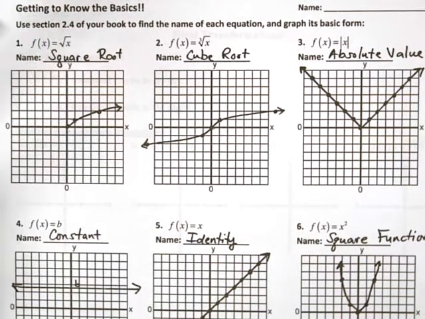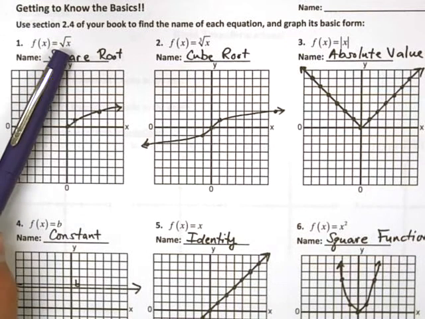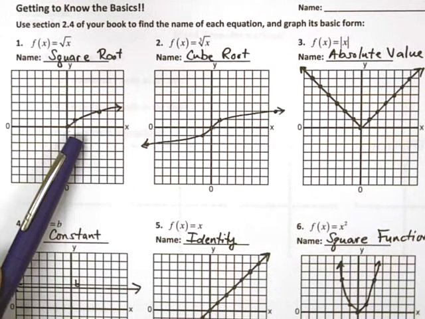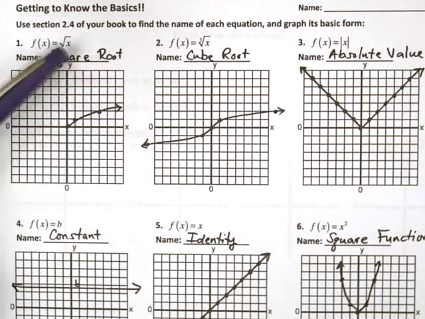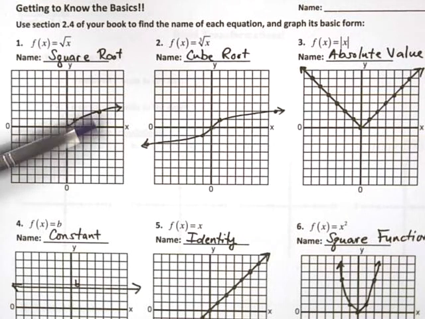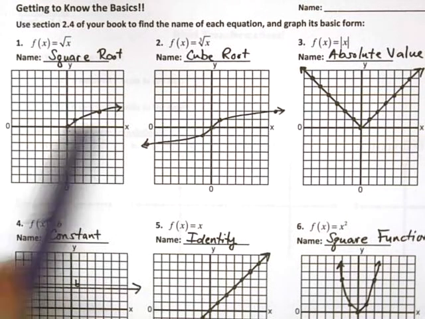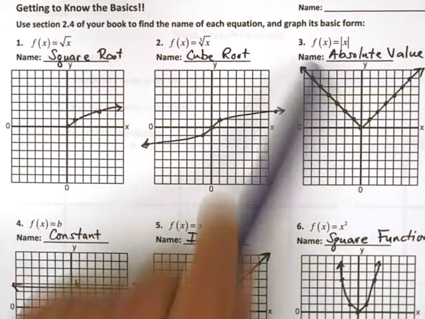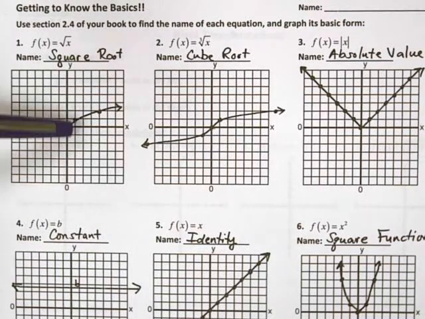We could, if we wanted to, get exact points based on plugging in perfect square numbers, right? If we plug in a perfect square of 1, we know that the output would be 1, so it would be over 1, up 1. Well, if we input a 4, we know we would go up 2, so over 4, up 2. We could keep going: 9, 3; 16, 4; 25, 5; and so on and so on. That's what gives it its shape.